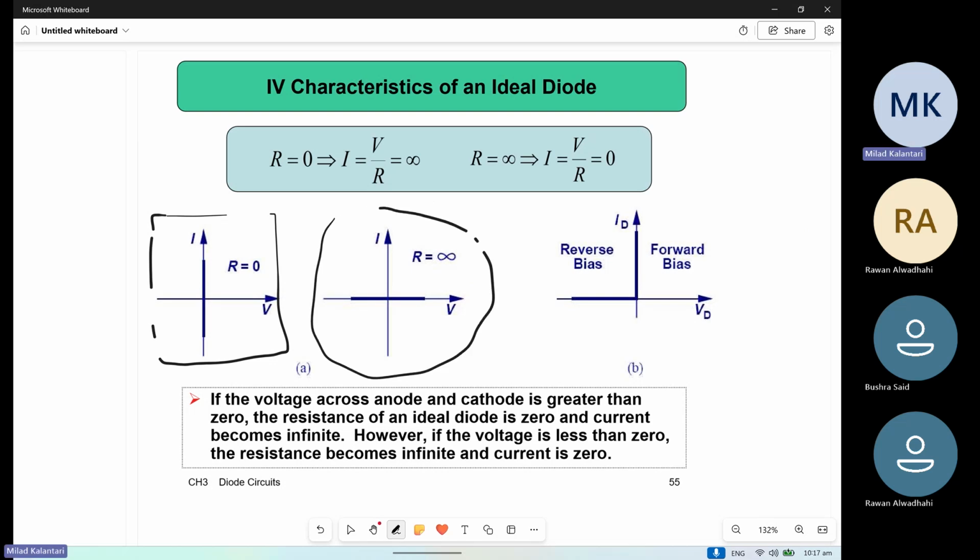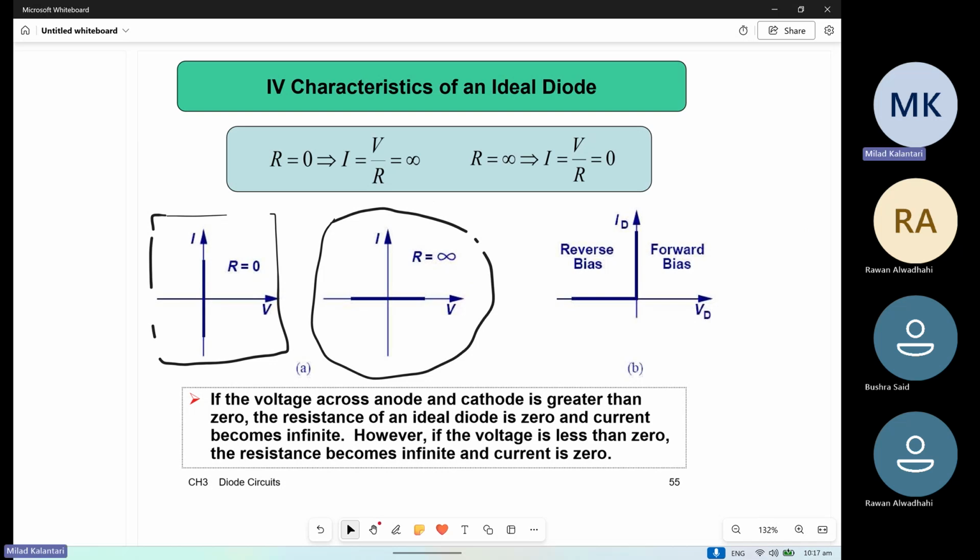The other one is saying what? Why is the open circuit like this? There's no current. For every voltage, there is no current. So it's like the open circuit.